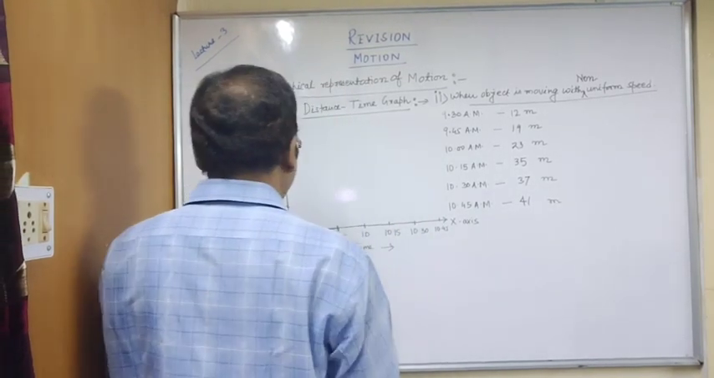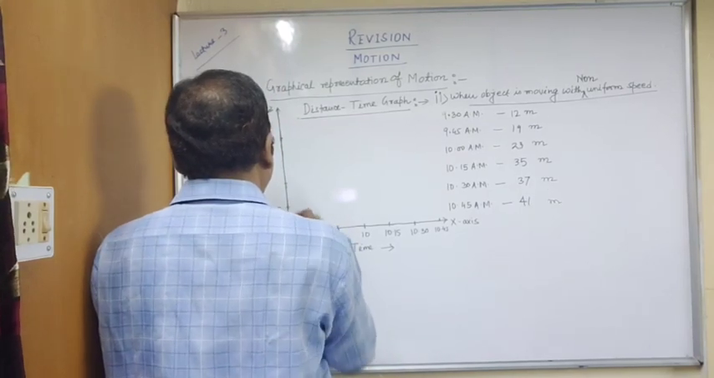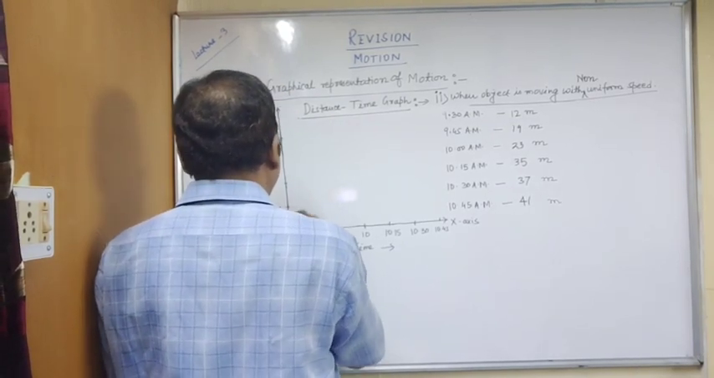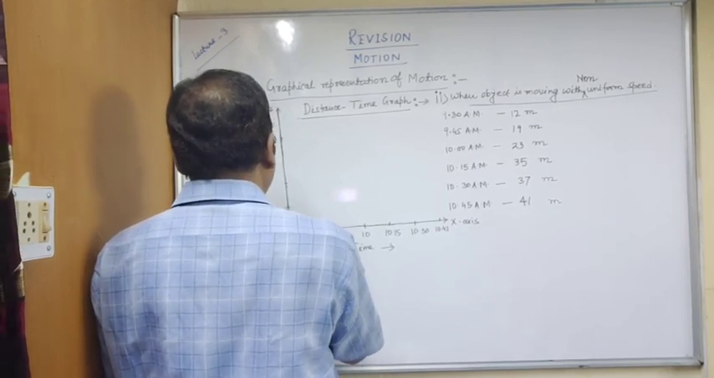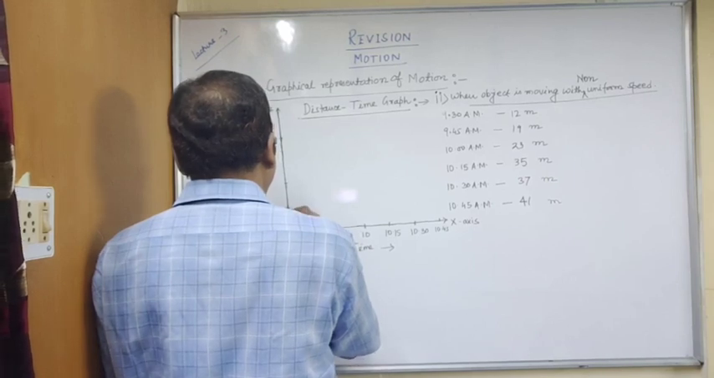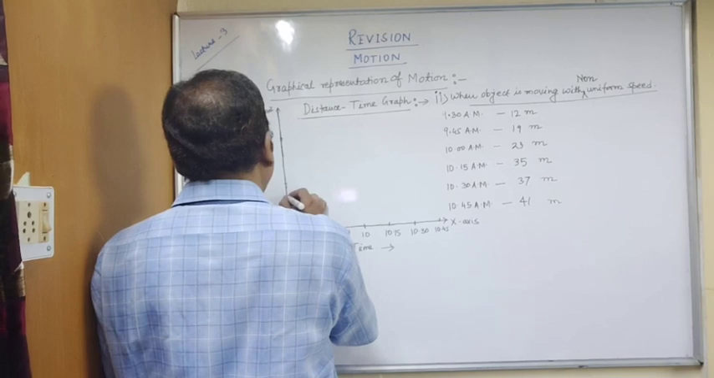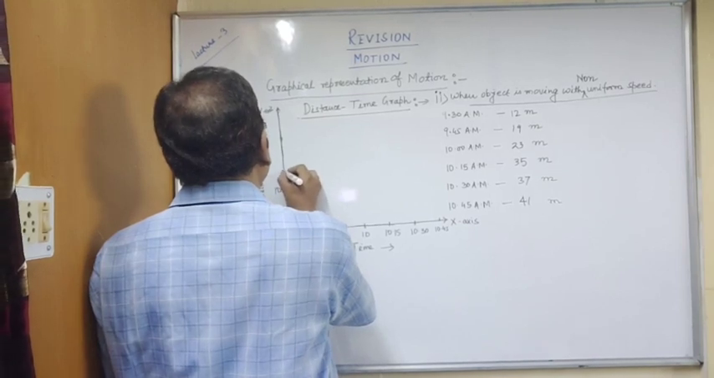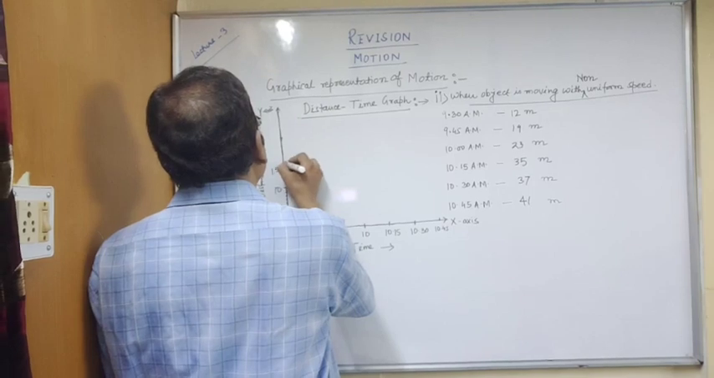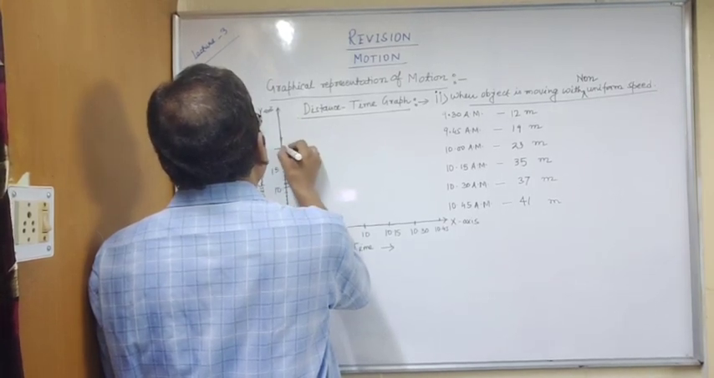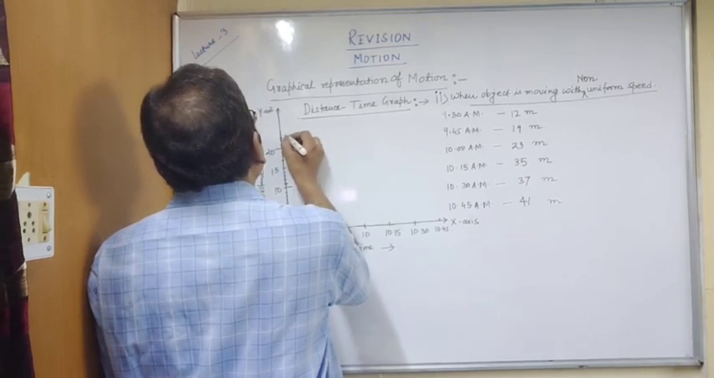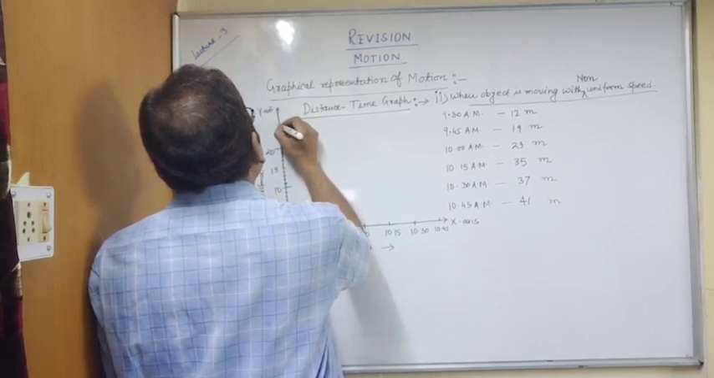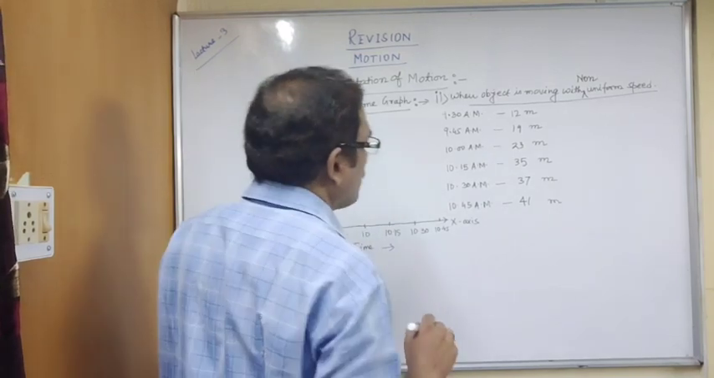It starts from 12. So let this be 10. Or you can take the 5. 1, 2, 3, 4, 5, 6, 7, 8, 9, 10, 11, 12, 13, 14, 15, 16, 17, 18, 19, 20, 21, 22, 23, 24, 25. Okay.